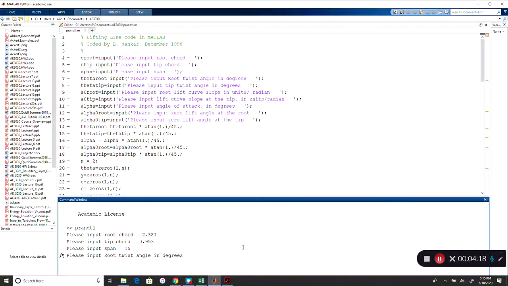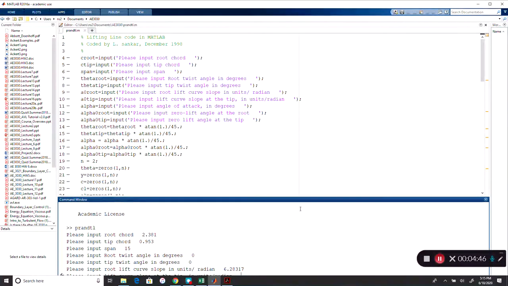Is the wing twisted? What is the root twist? It's an untwisted wing, so it's 0. What is the twist at the tip? It's an untwisted wing, so it is 0. So these two numbers are 0. What is the lift curve slope in units per radian? It's 2 pi. Pi is 3.141, something like that. So 2 times that is 6.28317, roughly.